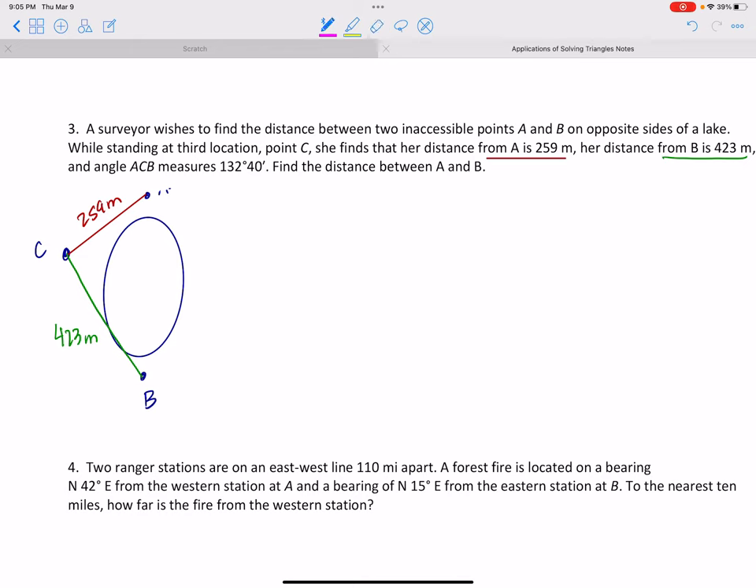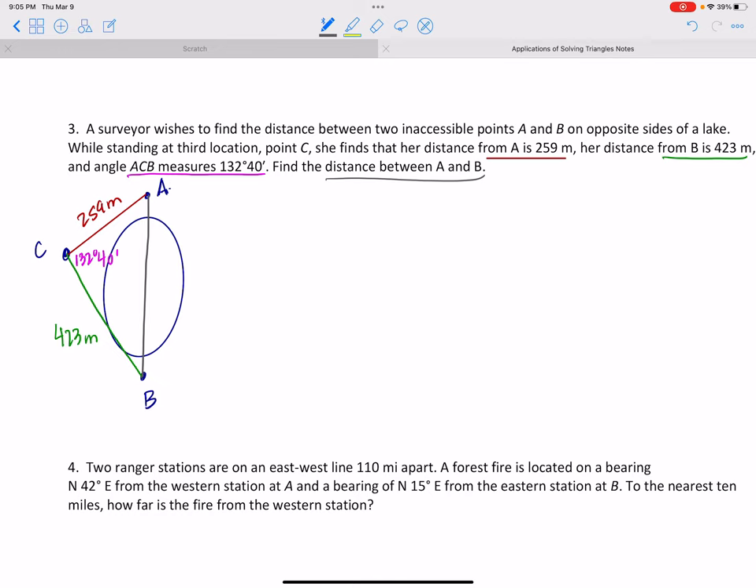That's 132 degrees 40 minutes. So 132 and 40 minutes. And somehow I managed to erase my point A. Okay, so the last piece is asking to find the distance between A and B. Again, that's the third piece of the triangle here, so it should make sense that that's what we're looking for.